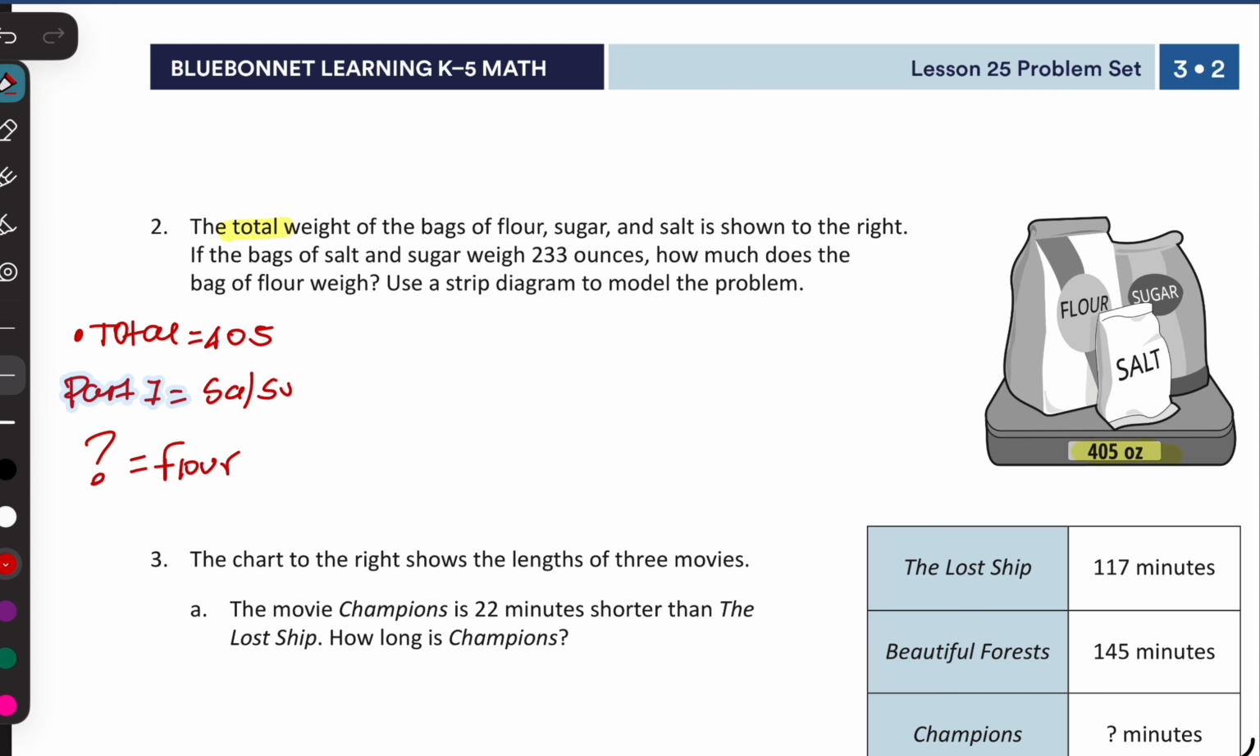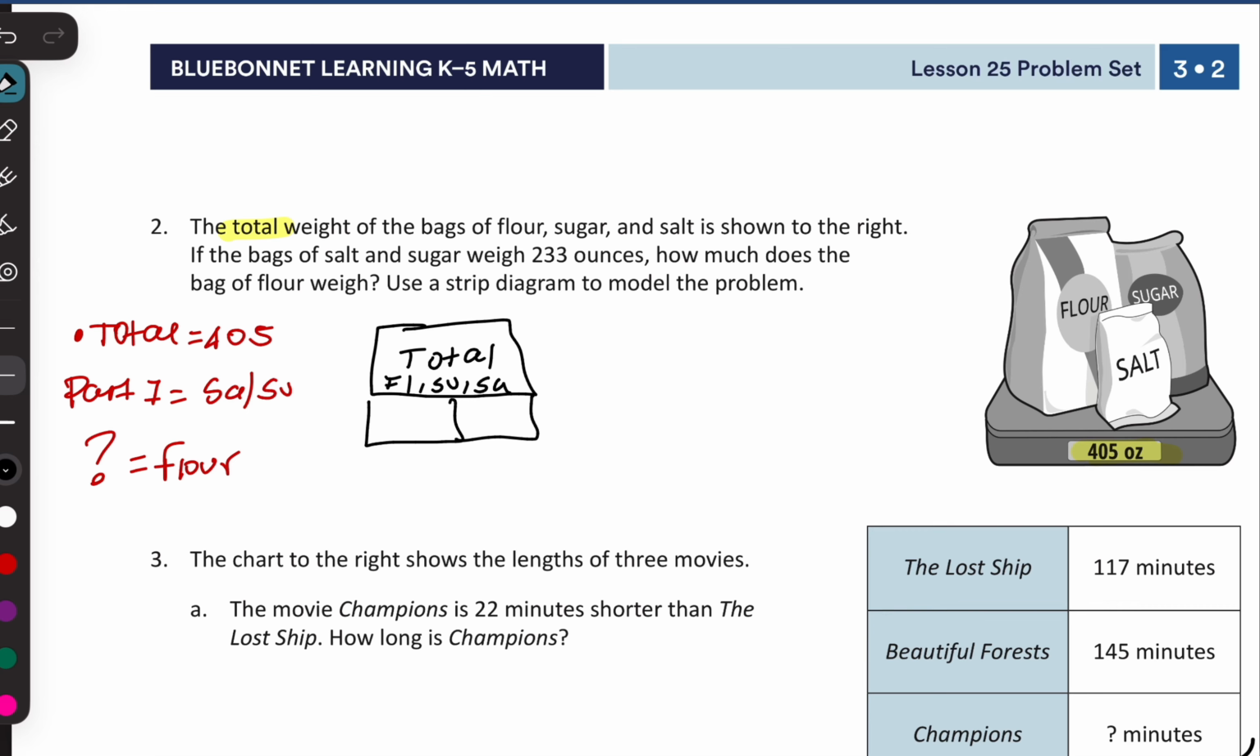Okay, so now I'm going to start by making a numberless strip diagram, and then I'm going to make a numbered strip diagram. Okay, so I'm going to do that here. I'm going to start with my numberless strip diagram. Okay, and I'm going to start with my total of flour, sugar, and salt at the top. Okay, that equals all three bags.